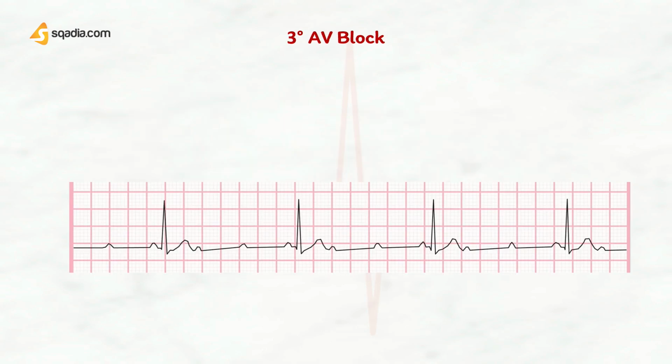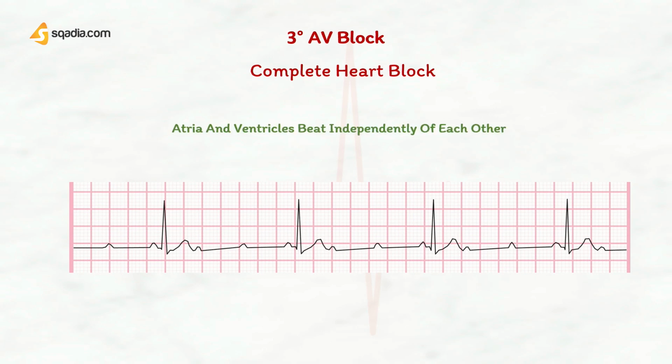Moving on to type 3 or third-degree heart block, there is no impulse conduction from atria to the ventricles, so the atria and ventricles beat independently of each other. The block is usually located in the His Purkinje system. So there are P waves, but none are being conducted to the ventricles. Something else in the ventricles is depolarizing at a much slower rate.